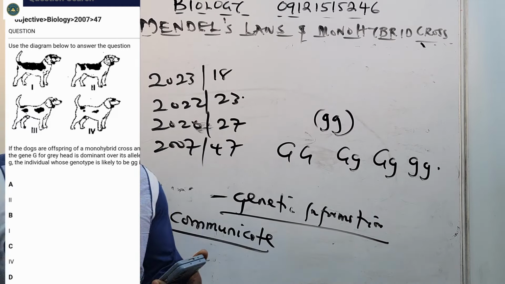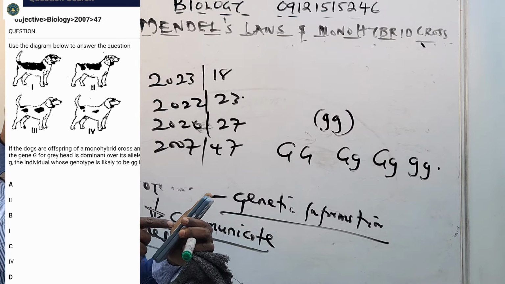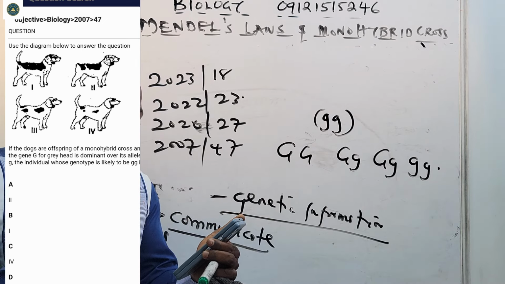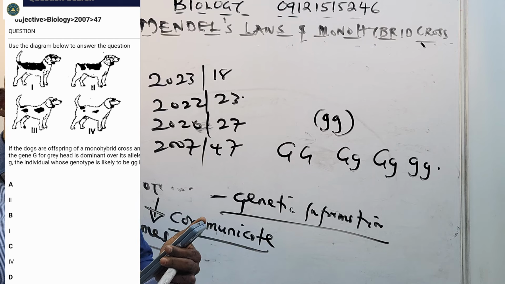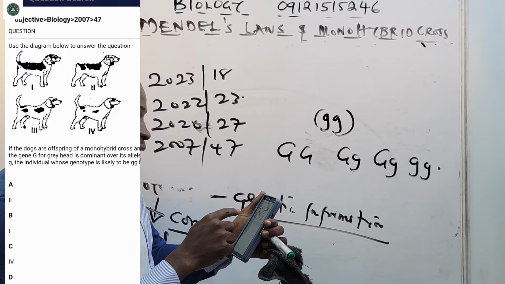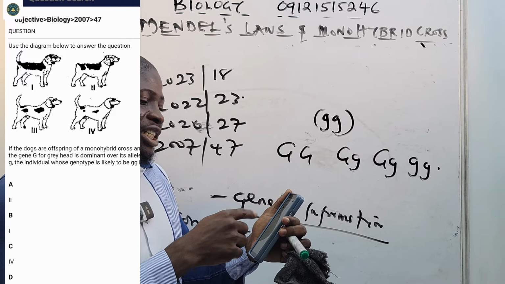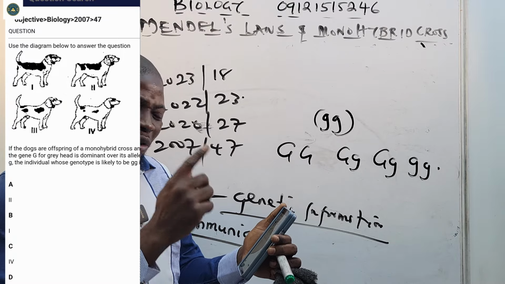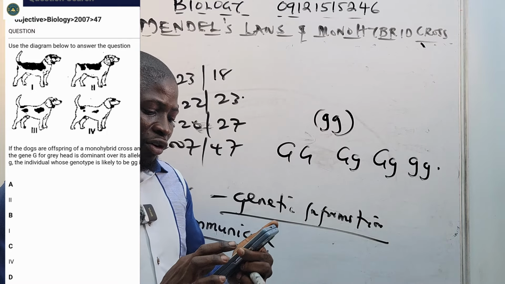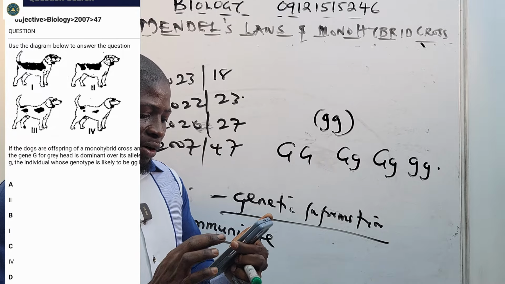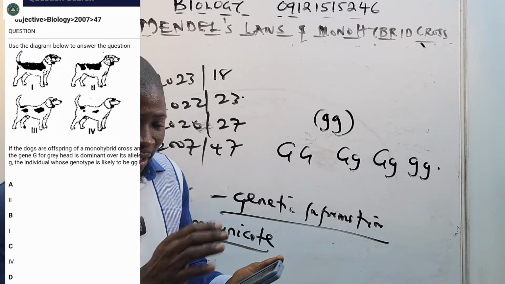That will be the result of the cross. Now they're telling us that the individual whose genotype is likely to be GG is the pure breed. From the diagram, all of them have patches of gray around them, apart from the fourth one. That means obviously that will be our answer there, from the skin color of the dog. So just tell me the answer in the comment section.